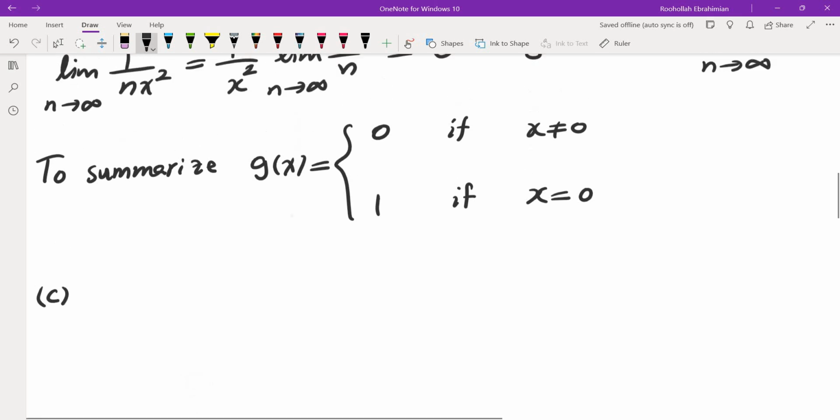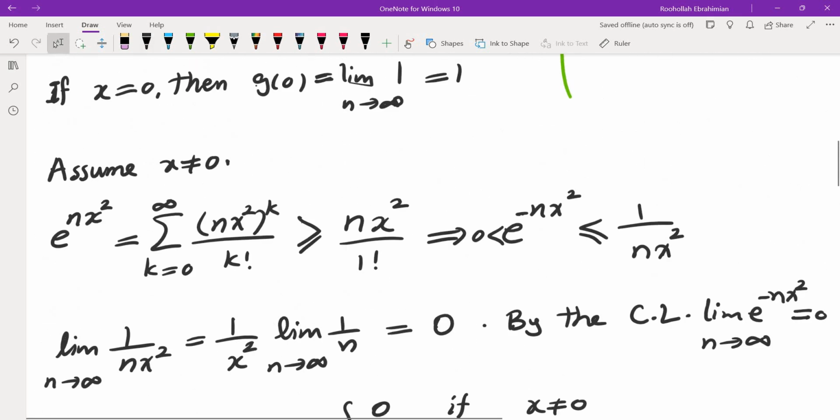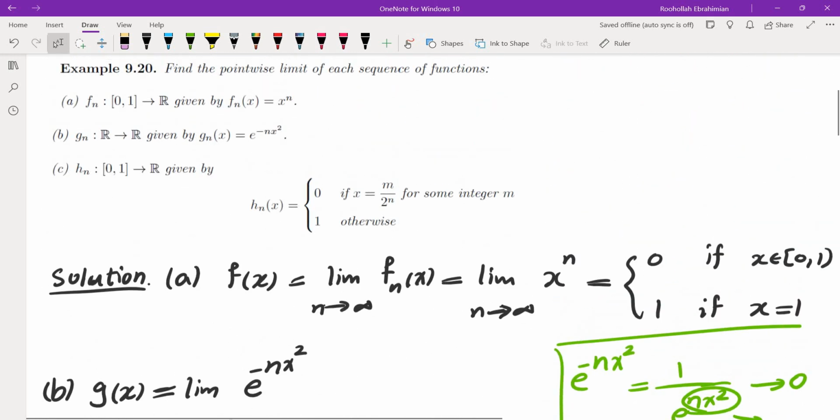Let's look at the last example. The last example is a function that is a little bit weird. It's not really a continuous function. So your function is 0 when x is m over 2 to the n for some integer m. And if you recall, m over 2 to the n was called a dyadic number, a dyadic rational. And it is 1 when x is not in that form. So let me look at some examples of this h.